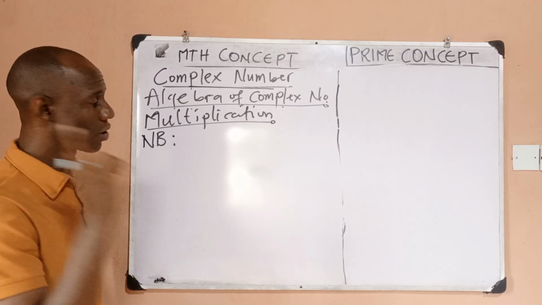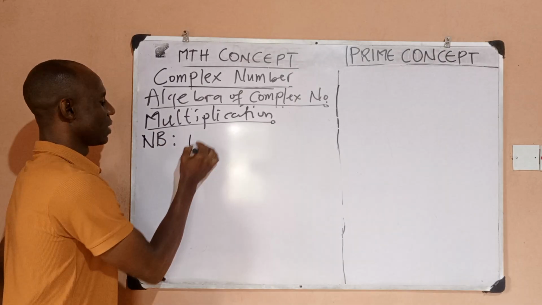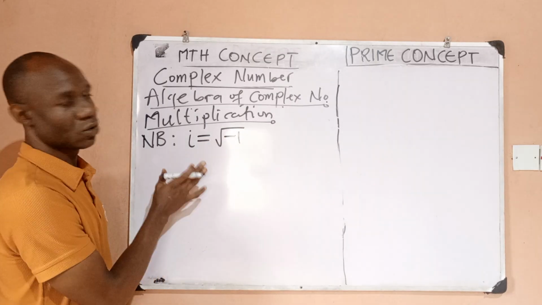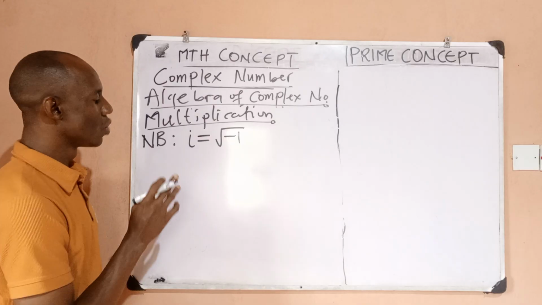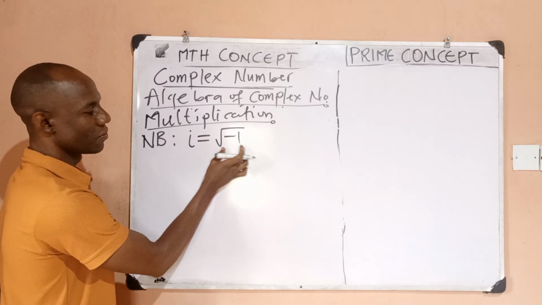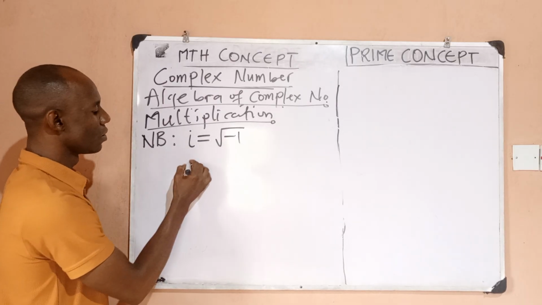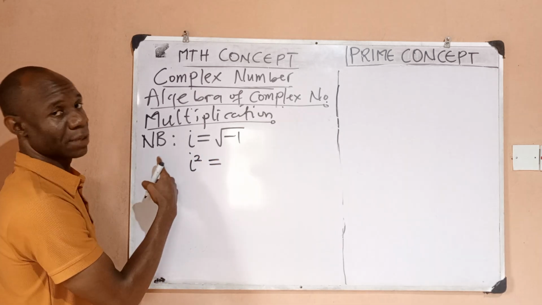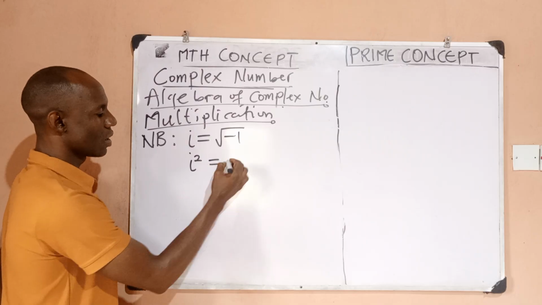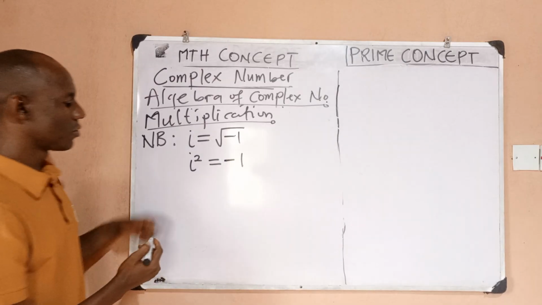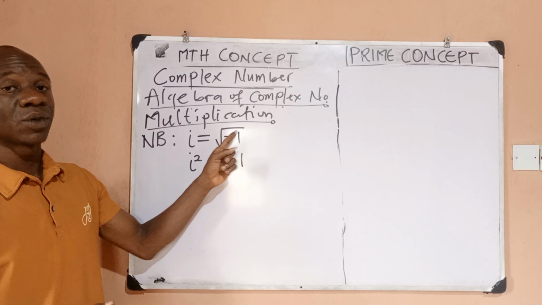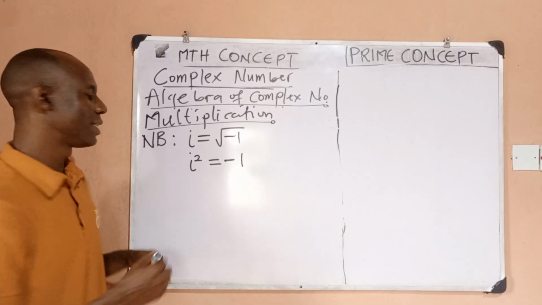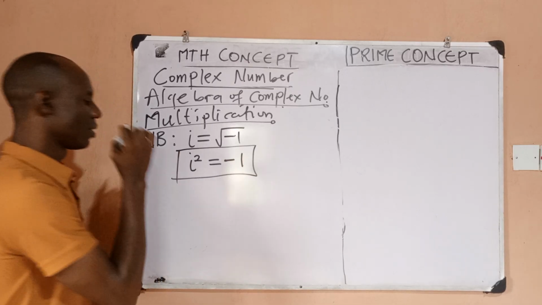Note that in complex number, we said that i actually represents the square root of -1. This is what we said, right? And I want you to know that if i is the square root of -1, it would also mean that i squared, squaring both sides, would give me -1. So don't forget that since i is the square root of -1, i squared should be -1. I'll be using this idea in my multiplication.